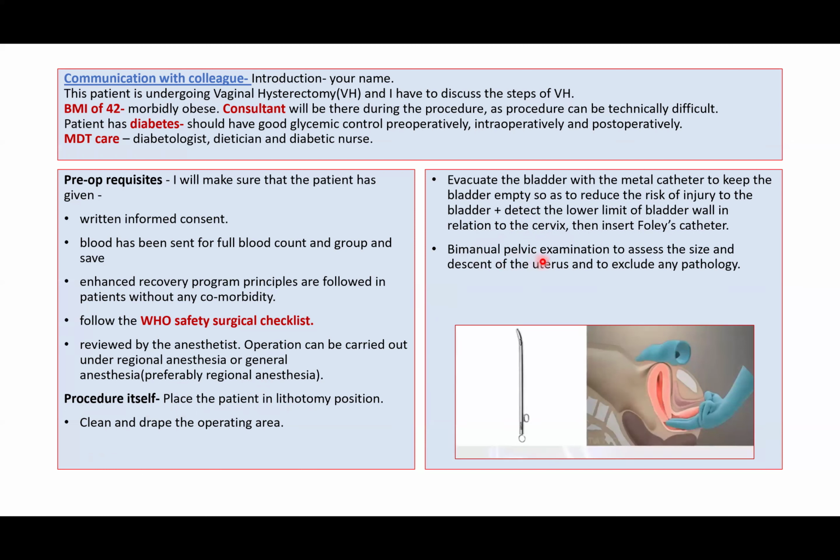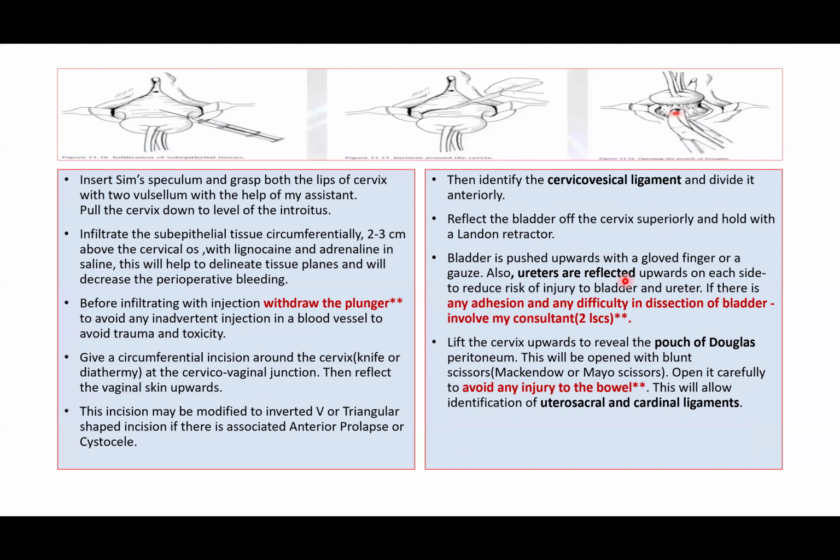After that, I will be doing the bimanual pelvic examination to assess the size and descent of the uterus and to exclude any pathology. Then I will insert the Sims speculum, grasp both the lips of the cervix with two Vulsellum forceps with the help of my assistant. So when you are involving your assistant or even when you are involving your nurse, that is also communication with colleagues. So after that, I will pull the cervix down to the level of the introitus.